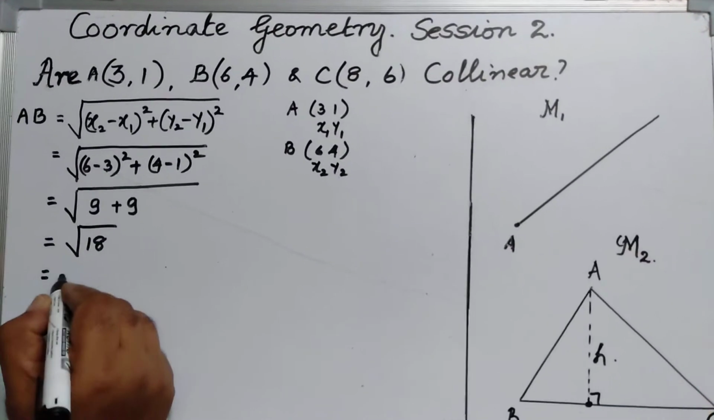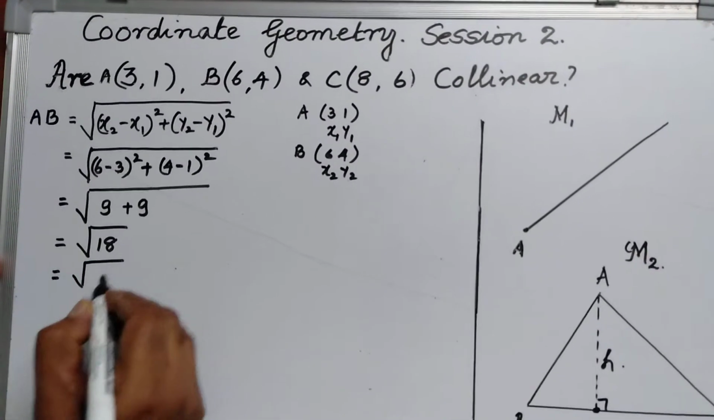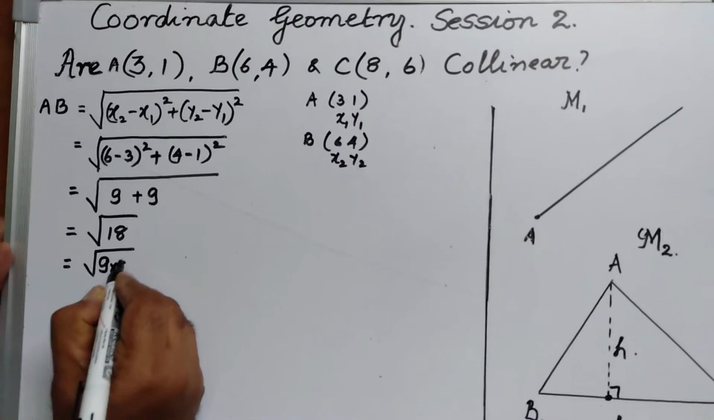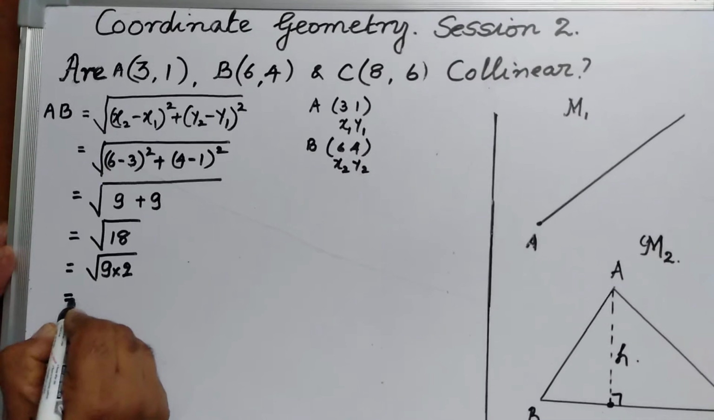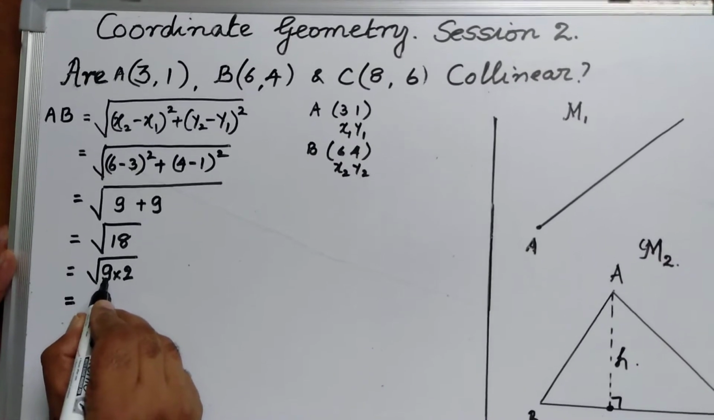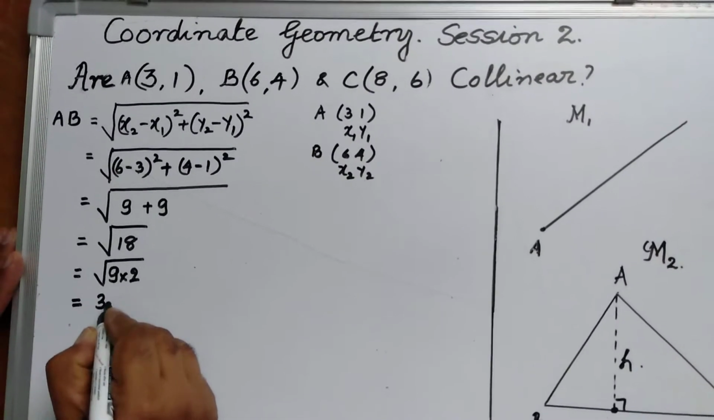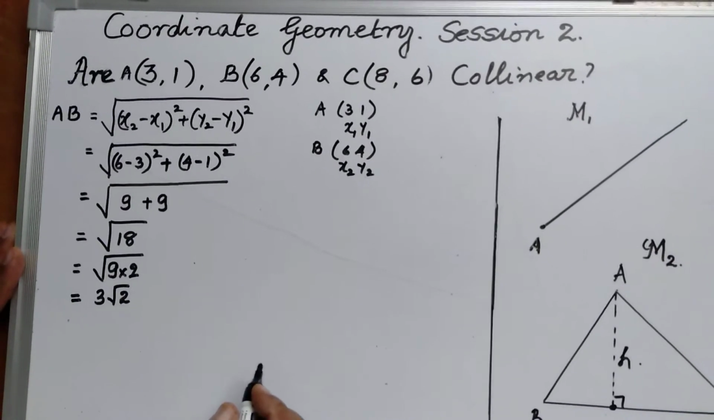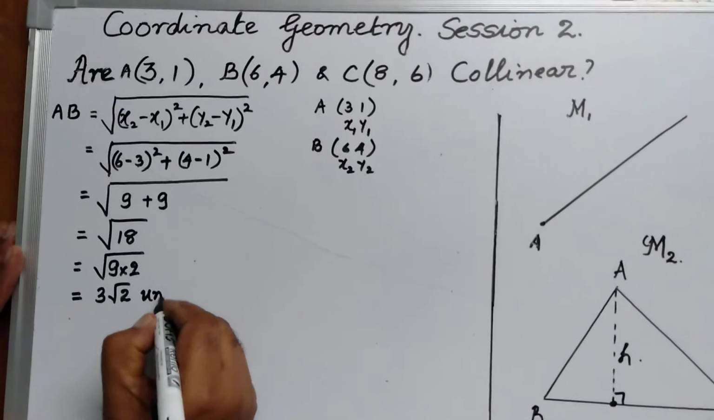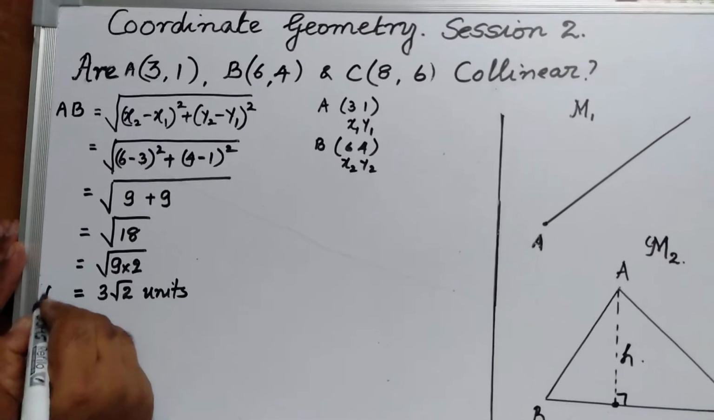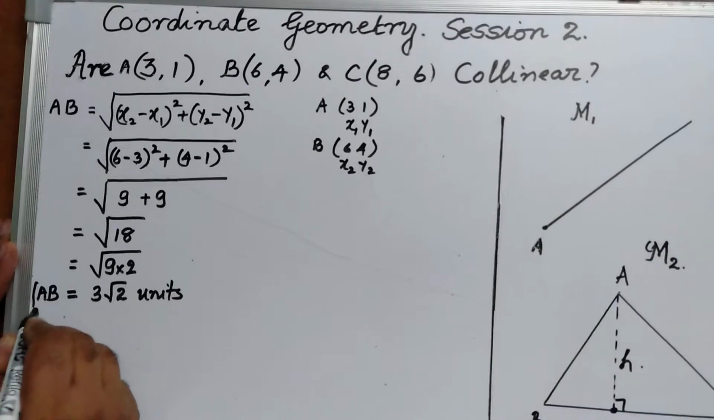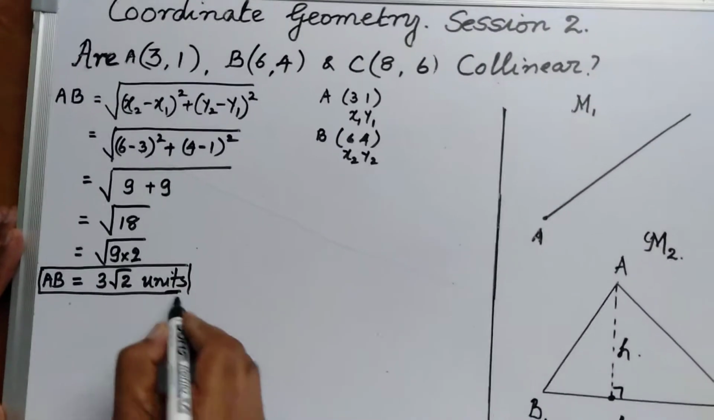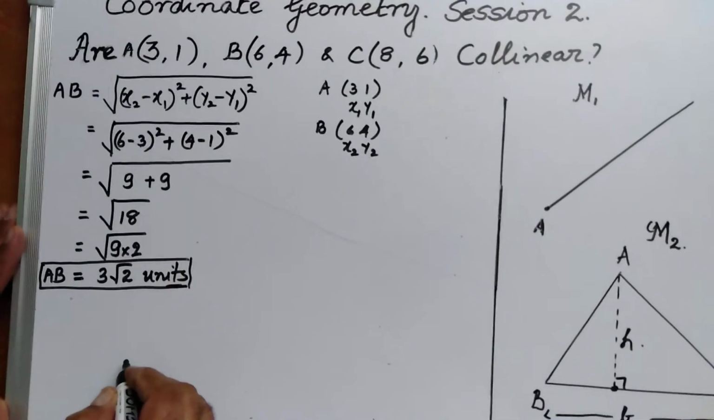We can simplify it further by writing 18 as a product of 9 and 2. That is equal to, I know the value of root of 9, that is 3. Root 2, which is not known, is kept as it is, so many units. So the first part is over. AB is equal to 3 root 2 units.